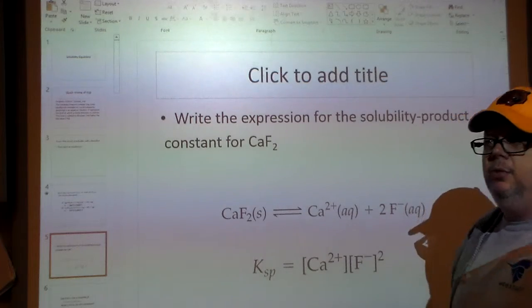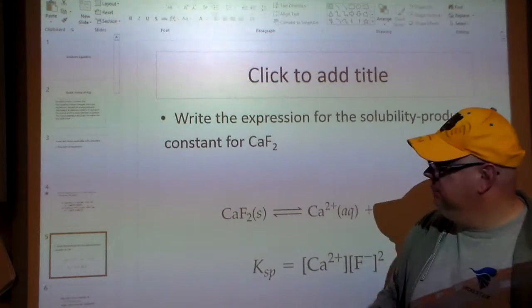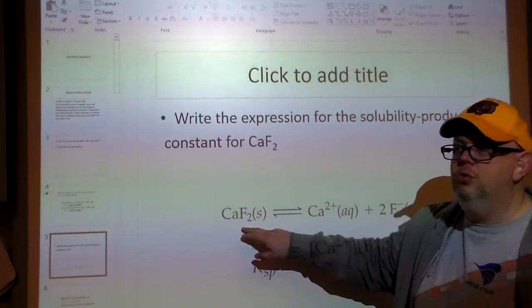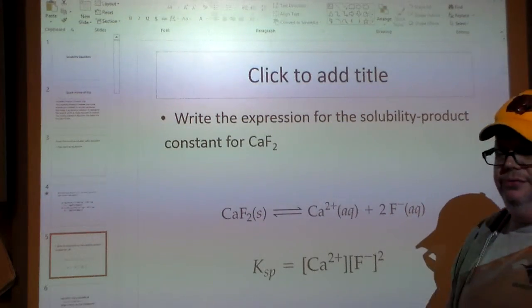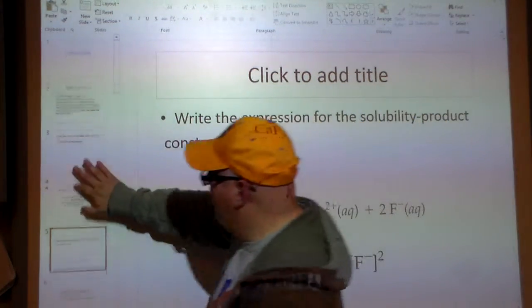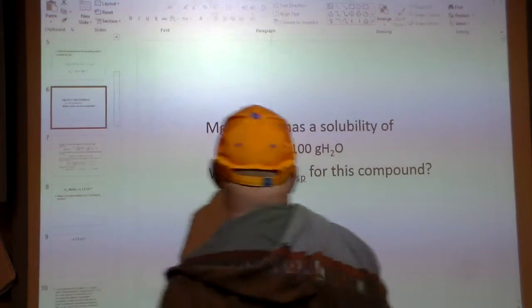And once again, I would like to point out that the CaF2 is a solid. It doesn't dissolve, so it's not figuring into the expression.